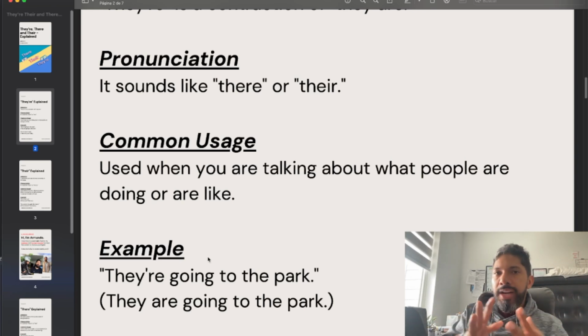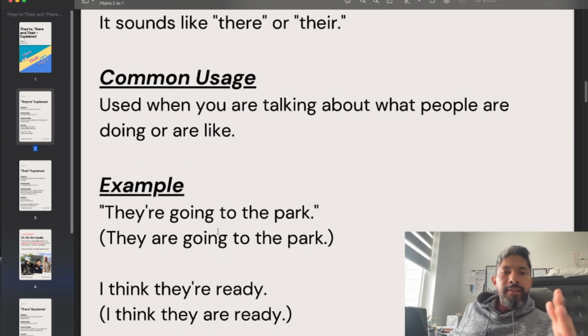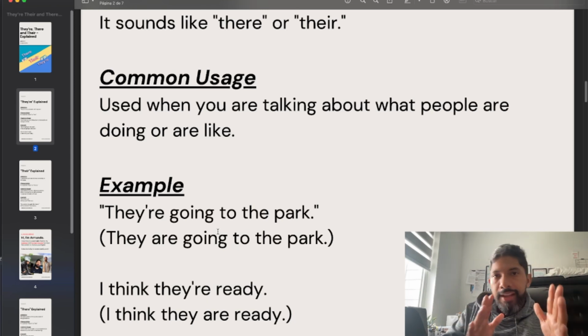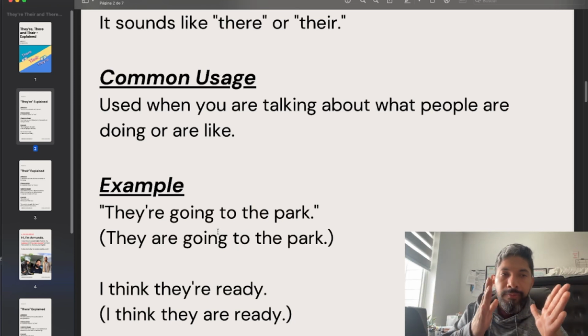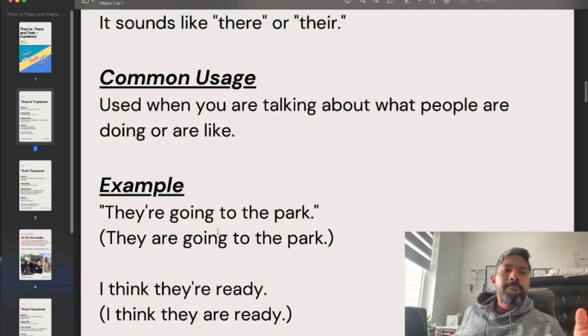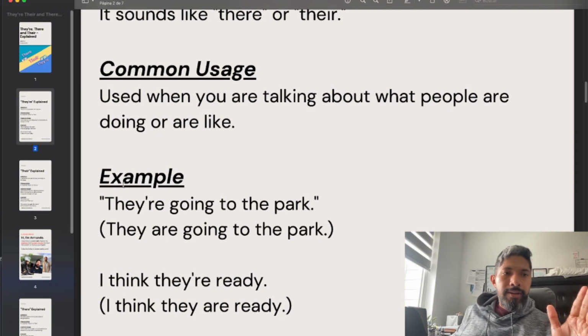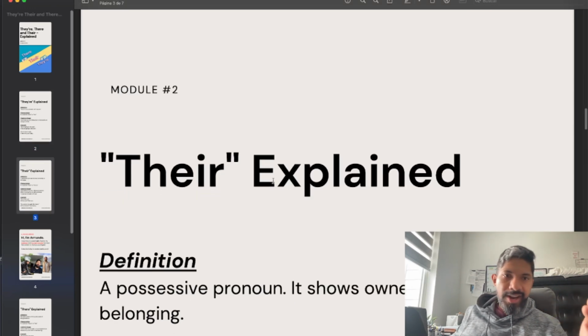Again, this is just a contraction between they and are. So, for example, let's go to the second example. I think they're ready. That means again that the words I think they are are getting contracted, they and are, and it becomes from I think they are ready to I think they're ready. That's pretty much what you have to know about this they're. Let's go with the next there.